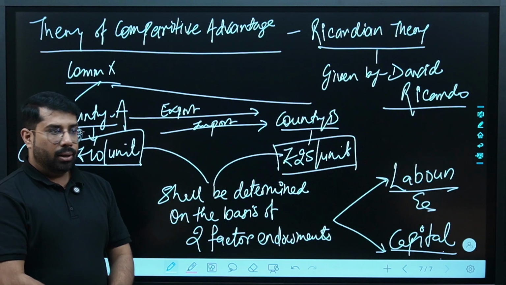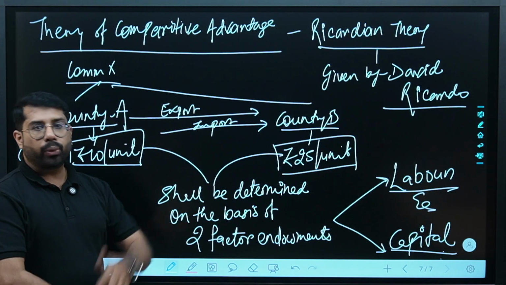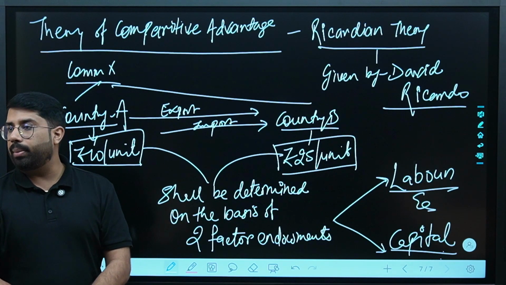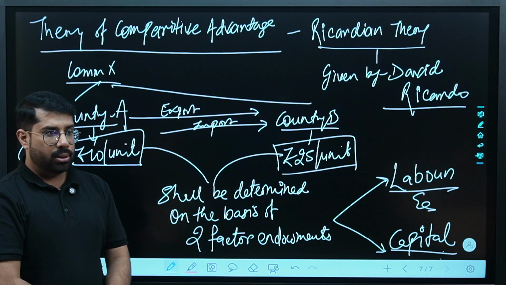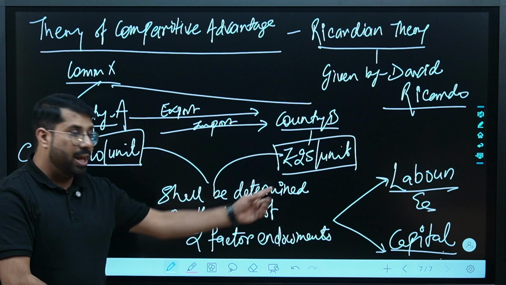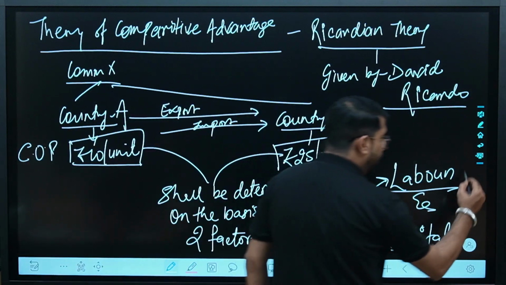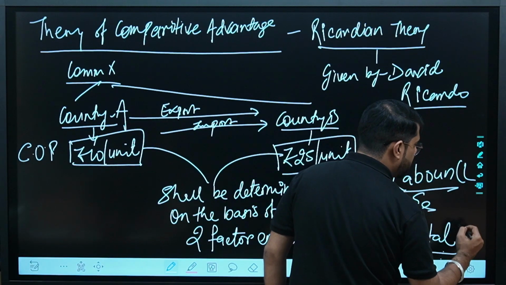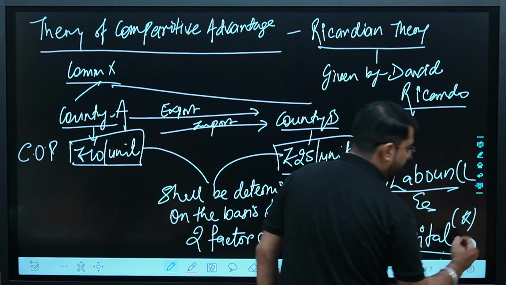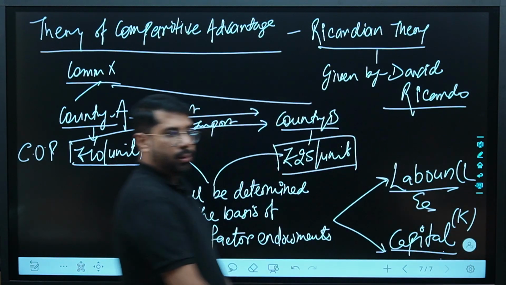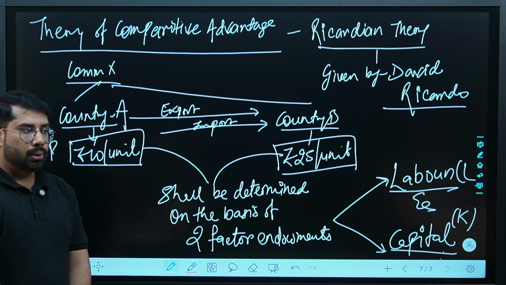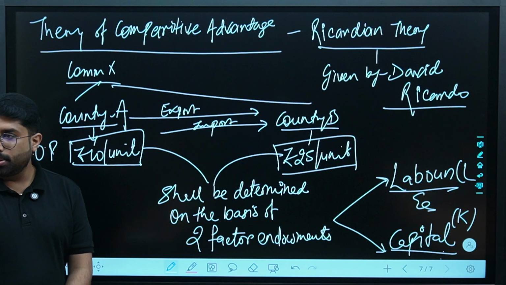Continuing that part, Ricardo said, why are you calculating your cost of production only on the basis of labor, whereas there are two major factors which will impact the cost of production, that is labor and capital. L and capital symbol K. L and K. Are you clear? Yes or no? Sure?